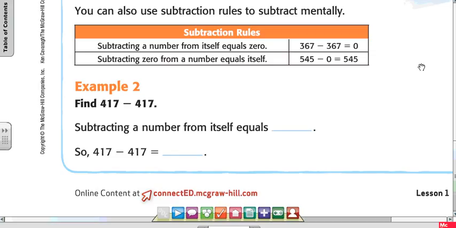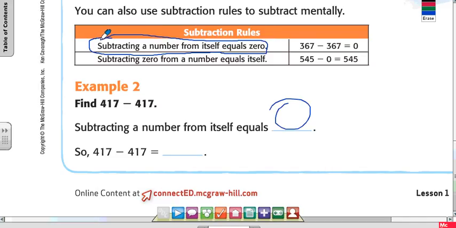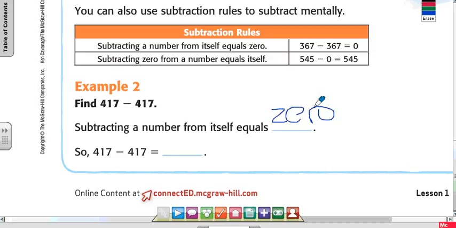Now look at example number 2. It says find 417 minus 417. So what is it? 0. Yeah. Subtracting a number from itself always equals 0. Because here's the rule right here. Subtracting a number from itself equals 0. So 417 minus 417 is 0. Just like that. The word 0 and then the number 0.